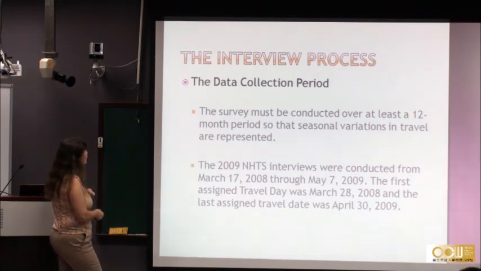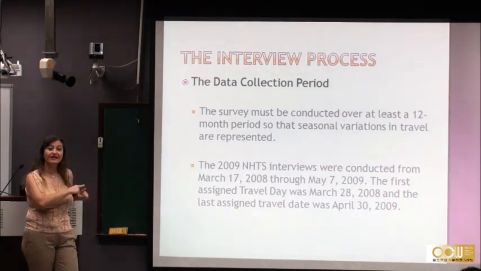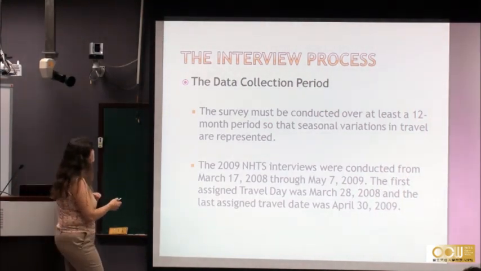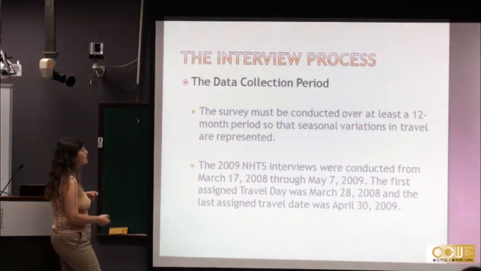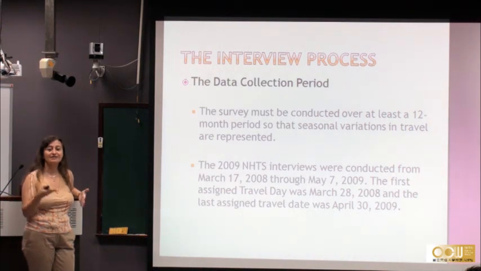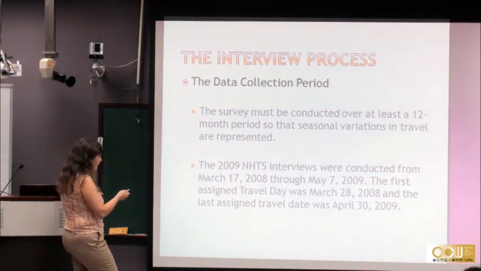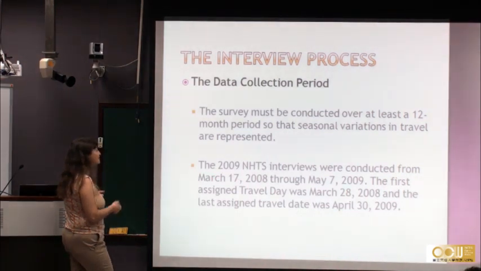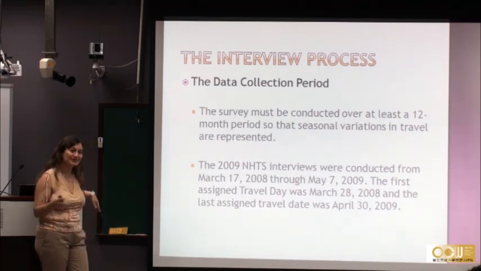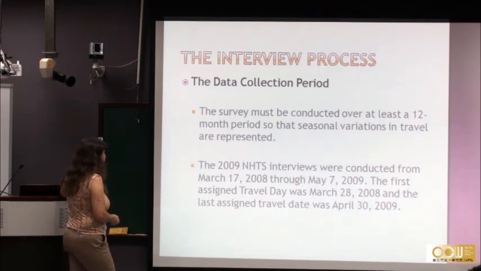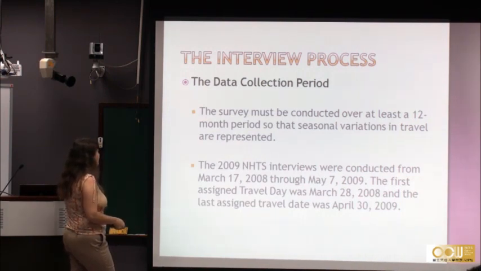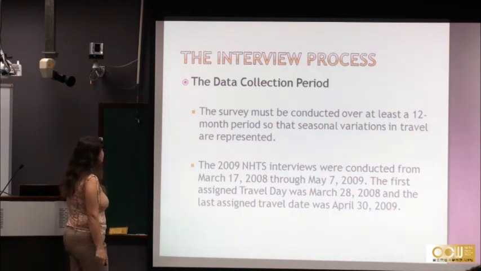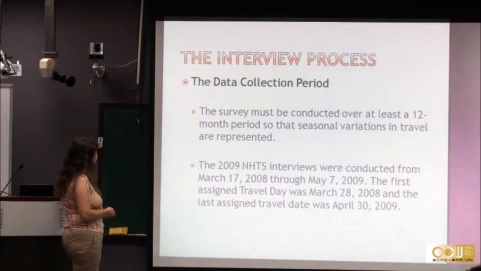So the survey is conducted over a 12-month period, an entire year, different households over an entire year, because they want to have a seasonal variation in travel. We say that traveling in summer is different than traveling in winter. There are holiday periods, we want to cover the entire year. So they started to conduct the survey in March 17. I don't know why we all started in the spring. Also in Belgium, we started in the spring. And it continued until May 7th, so it took a little bit more than 12 months, 13 months actually, to collect the data.